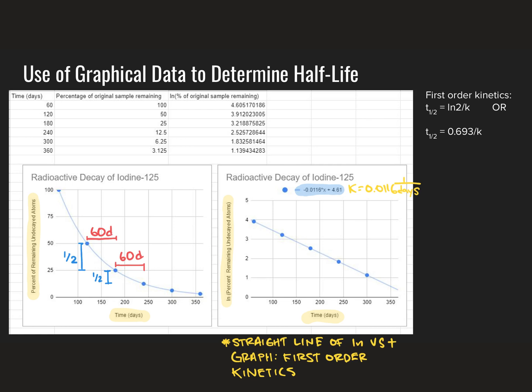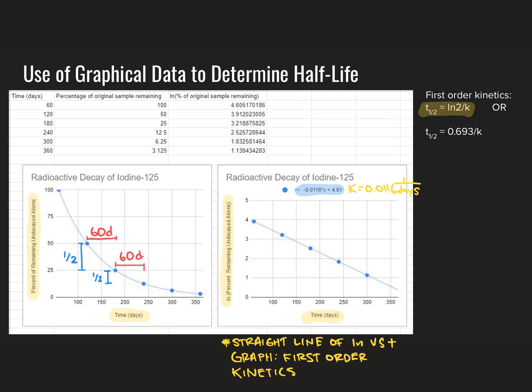You also might recall from chapter 12 that we derived, in a previous set of notes, the equation that relates the half-life and the rate constant k for first order kinetics. That equation is that the half-life time is equal to the natural log of 2 divided by k, or how they will actually write it on your AP equation sheet, the half-life is equal to 0.693, which is an approximation for natural log of 2, divided by the rate constant k.